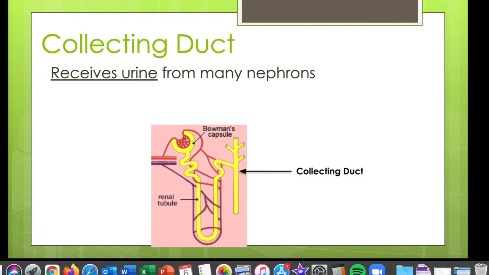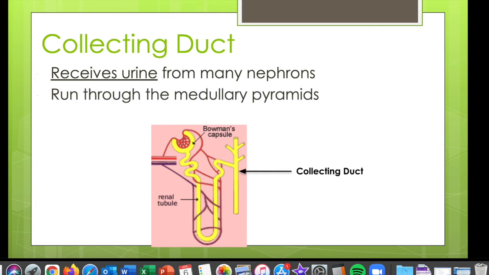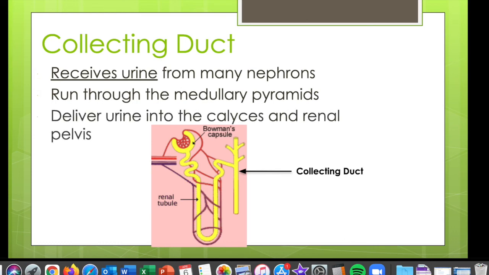The collecting duct, again, is this part. It's labeled in this picture for you, and that's going to receive urine from many different nephrons, and that's going to run through the medullary pyramids and then deliver urine to the calyces and the renal pelvis, where it will then make its way into the ureters to leave your kidneys and go to the bladder to be stored temporarily.